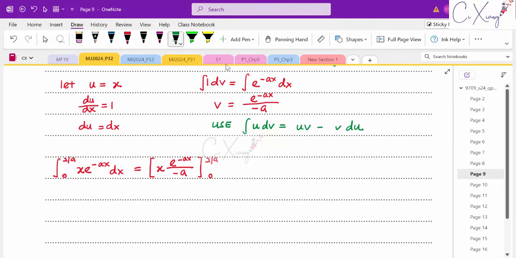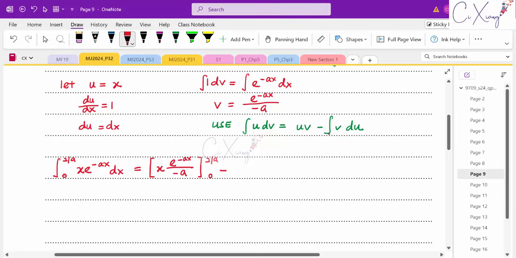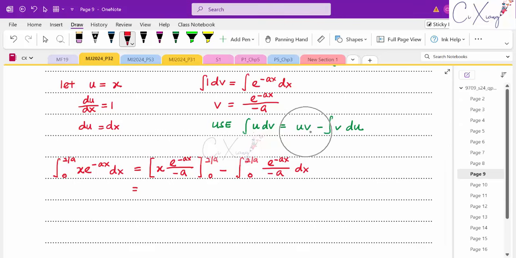Then minus, the integration sign is not here. So minus, you just copy the minus and integrate again. So you just put the integration sign, and of course the limits are still there. Then v. Again, what's your v? Your v is e power negative ax divided by negative a. Then what's the du again? If you look at my step just now, it equals dx. So this is what I have after substituting everything into the integration by parts formula.